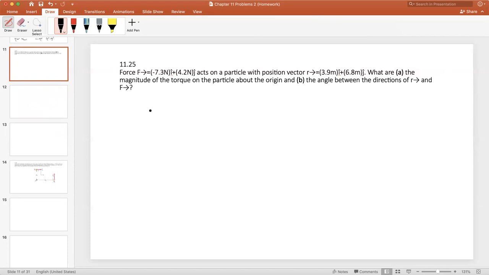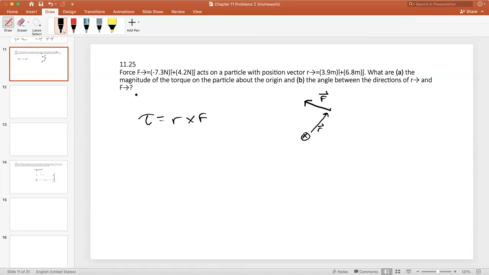So here we need to know that a torque is equal to R cross F. And if we're assuming that this thing is rotating about here, at the point 3.9, 6.8, so this is our R vector. There's a force acting in the negative and positive direction, so something like this is where our force is acting. And we want to know the angle between R and F, and what is the magnitude of this torque.